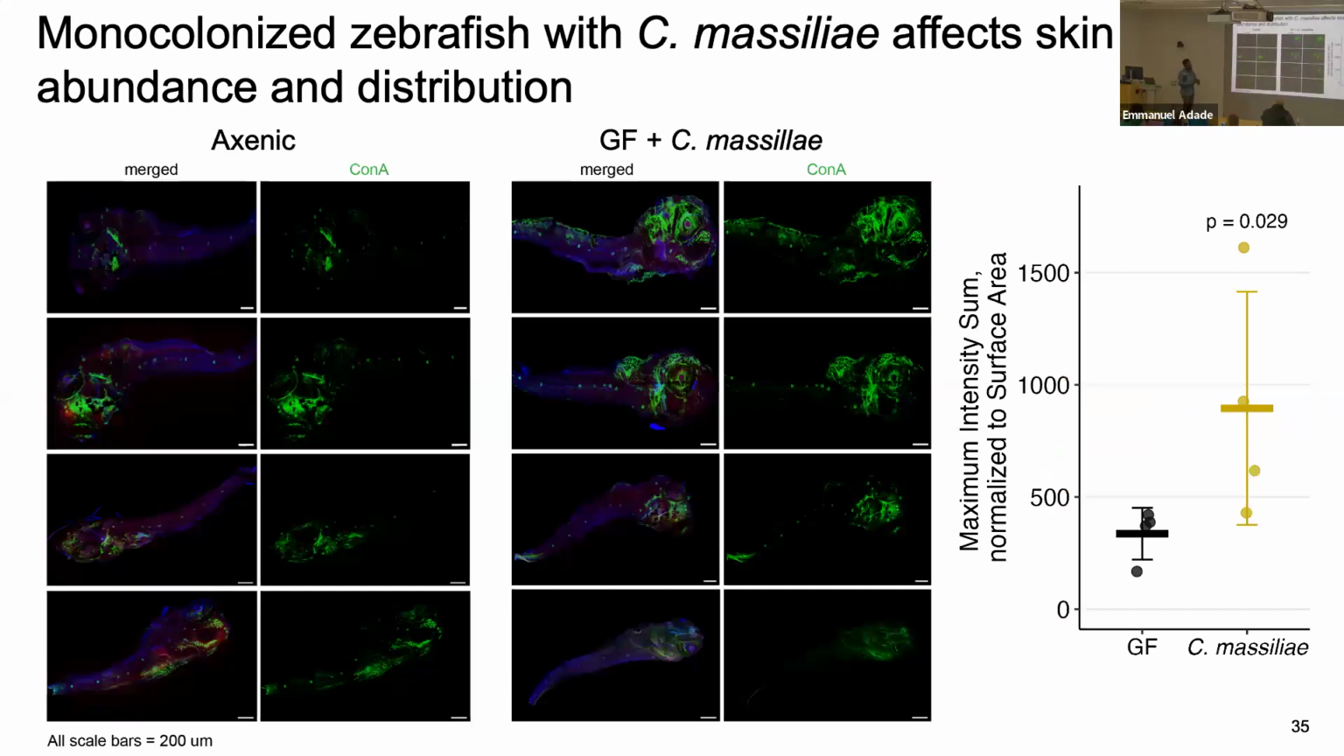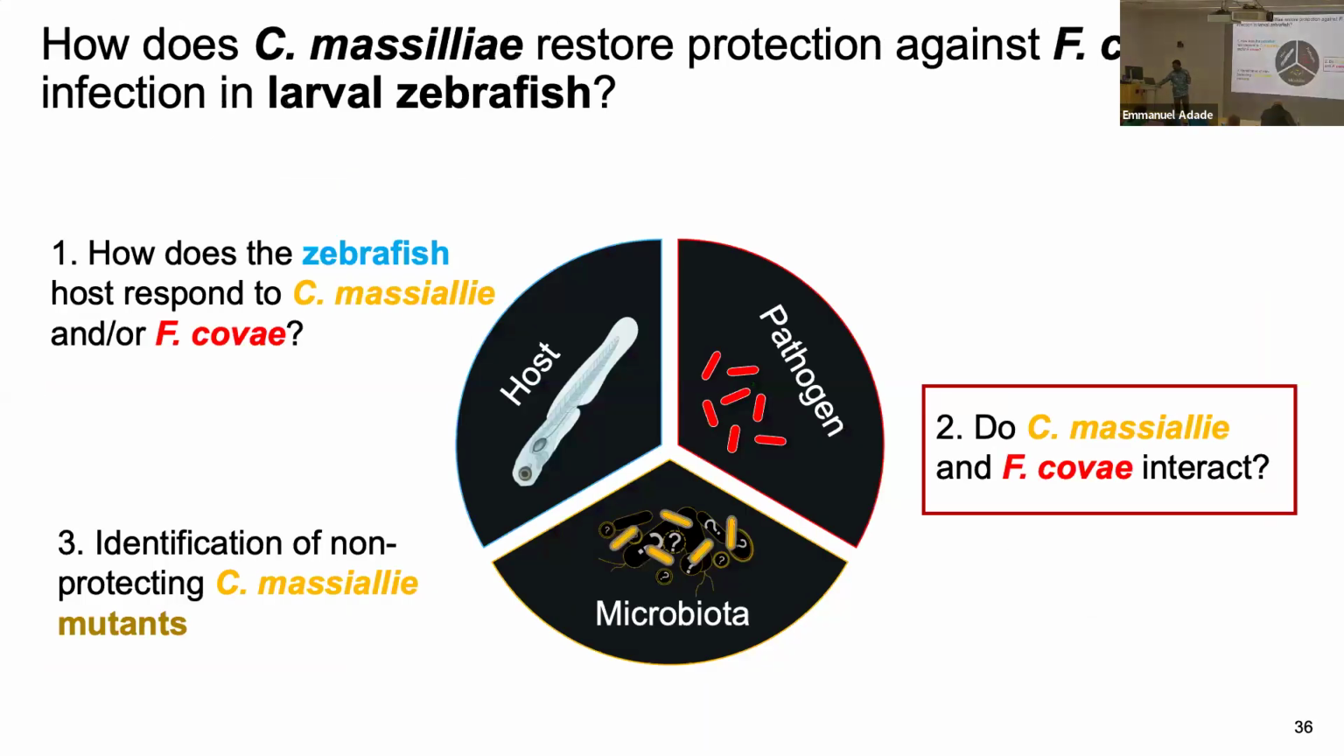And then we looked at the skin mucus, right? We started thinking about what is the skin mucus on this fish. And we saw that the skin mucus is higher in our monocolonized with sea moss than in our germ-free. So we think that sea moss is also probably triggering the host skin mucus, maybe for adhesion, but we think that's a phenotype that is being driven, that is absent in the axenic zebrafish or the germ-free zebrafish.